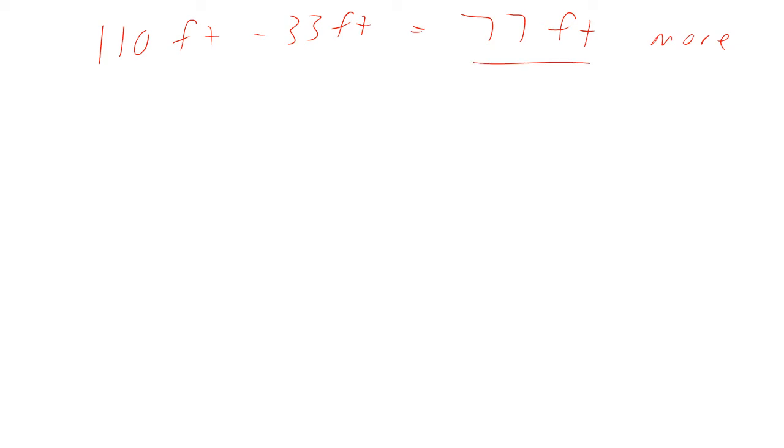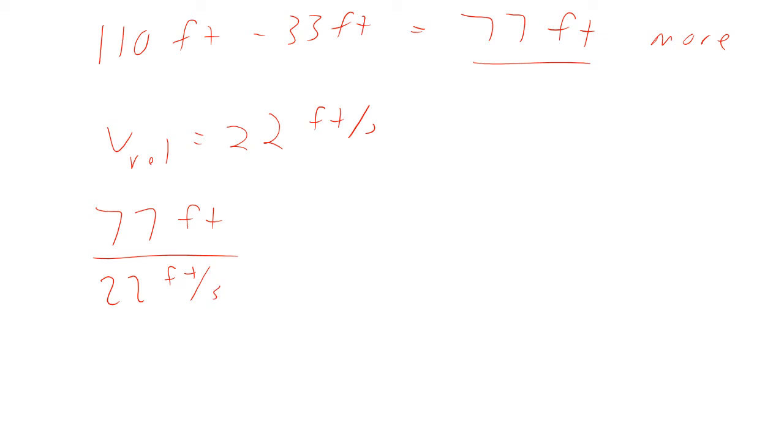This is the relative distance right here, so the relative velocity is still 22 feet per second. So 77 feet divided by 22 feet per second, that's going to be the additional time. And so that additional time is 3.5 seconds.